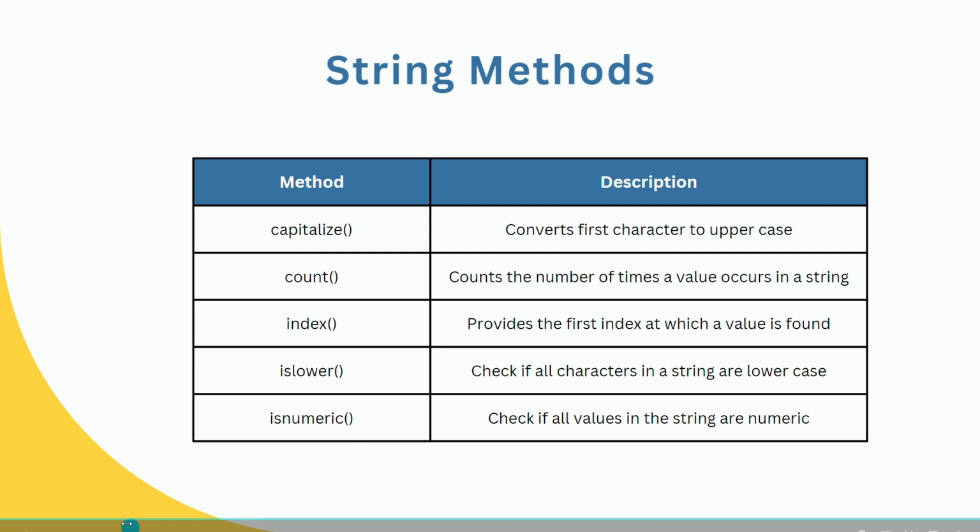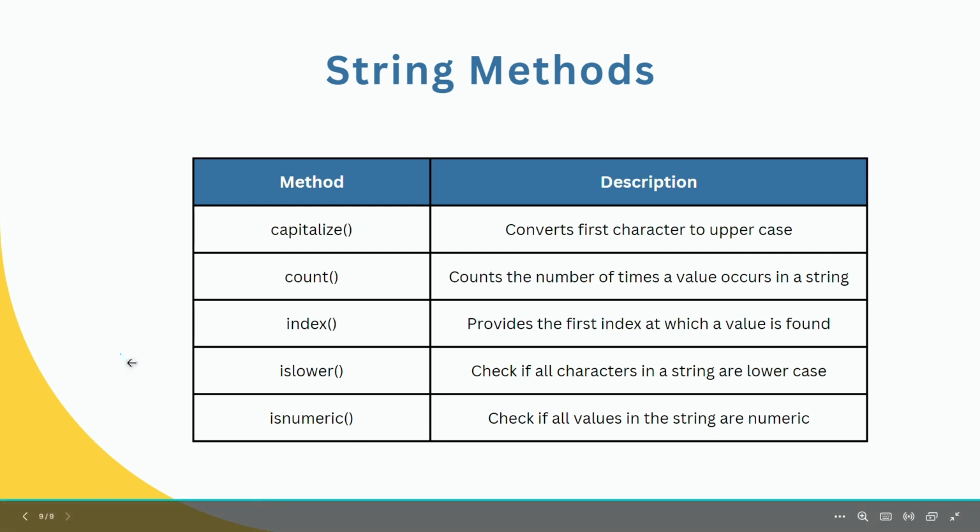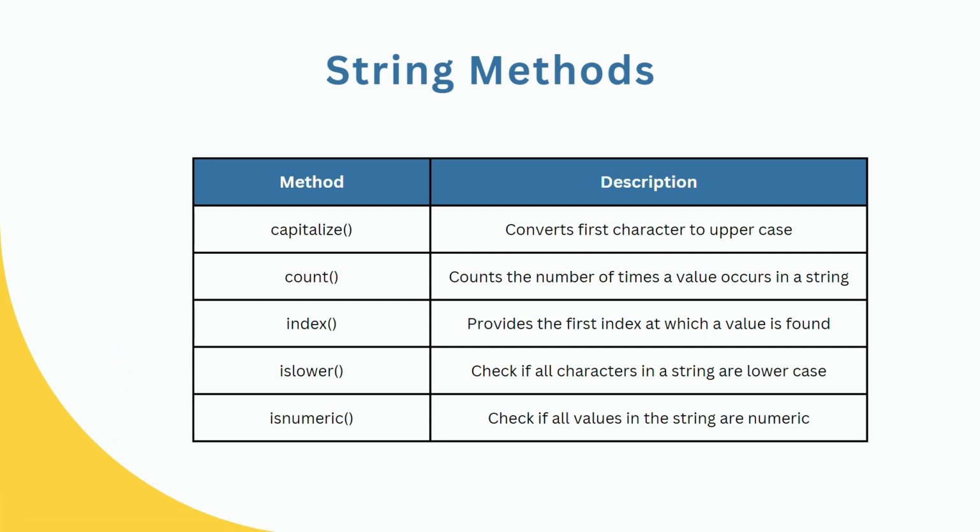So string methods. There are various methods in Python, but here I'm just showing the most common ones, the ones which will be used by you the maximum number of times, if at all required. So capitalize. Capitalize will convert the first character of any string to uppercase. Count. Count will count the number of times a value occurs in a string. So there is a syntax for that, and we'll see that in the code of how to use all these functions.